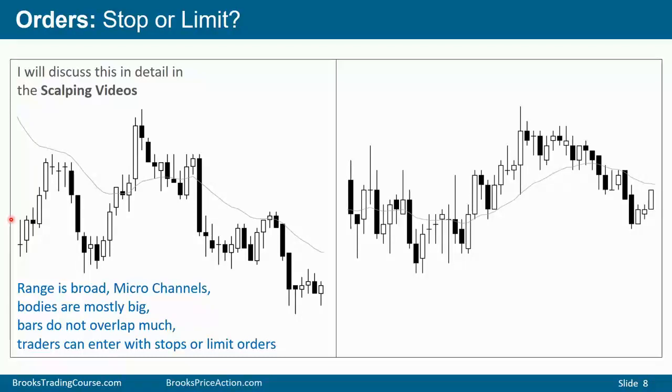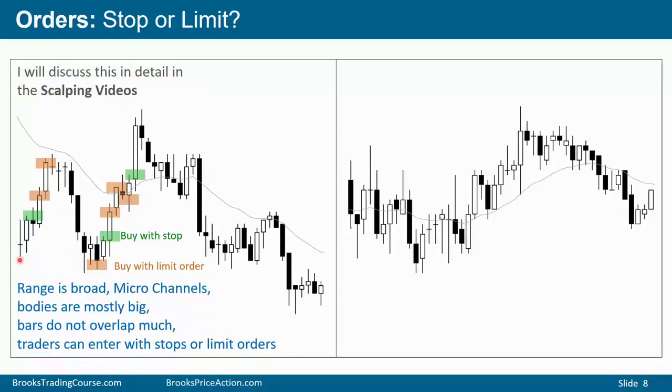When a market looks like this, you can trade with both stops and limit orders. Traders like to buy low with stops, betting on a swing up. They'll also buy with limit orders. For example, when a bar is closing strong, they'll buy just before the bar closes or just after the bar closes and get filled on the next bar.